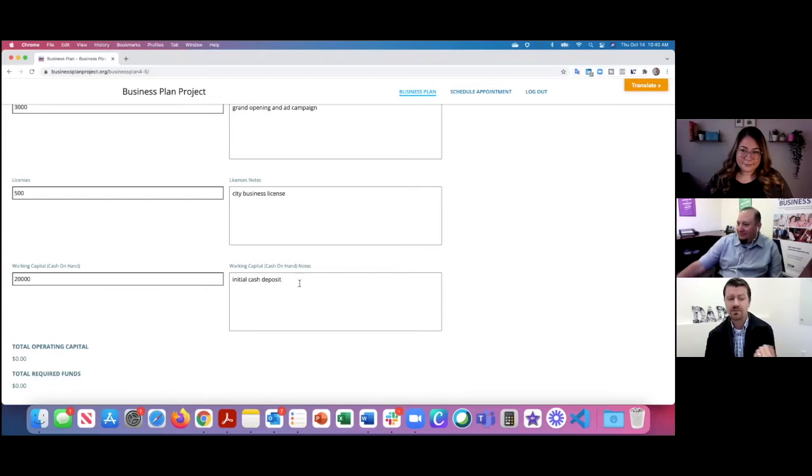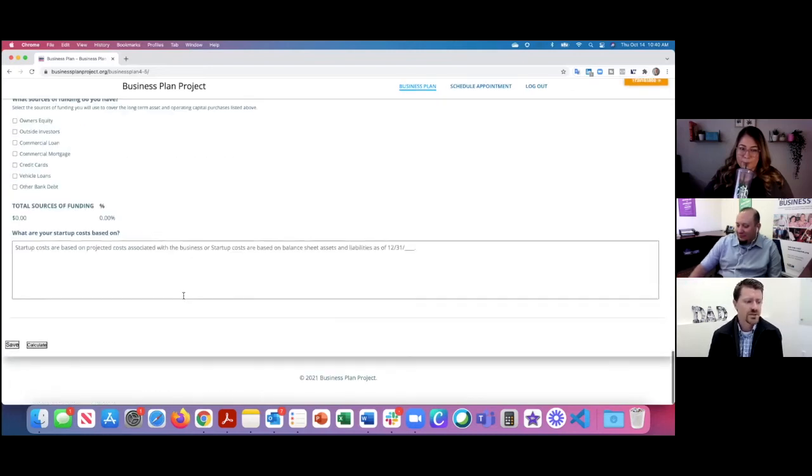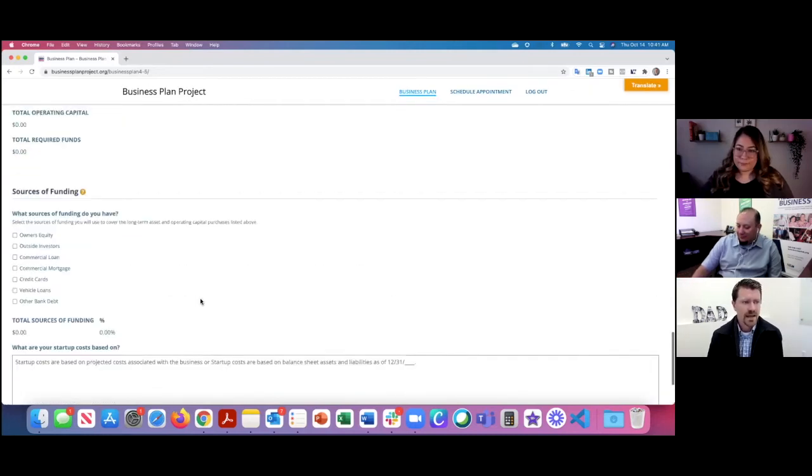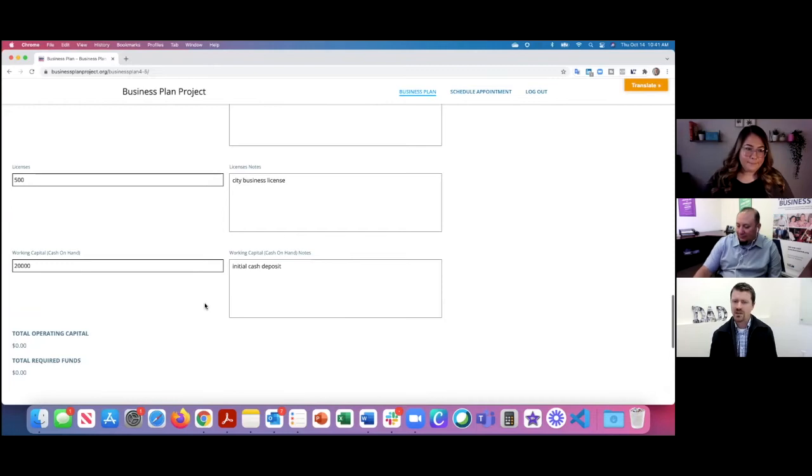I'm going to say I'm going to drop $20,000 that I've saved up into that bank account because I'm really committed. And now we're going to scroll down and hit calculate. It's going to add up what we just did, long-term assets and current assets, essentially, and tell us how much it's going to cost to start this business. So we've got $72,000 to start this fictitious business, mind you.